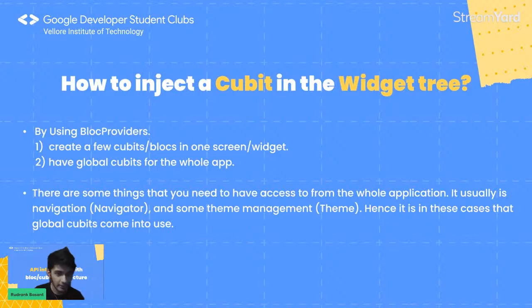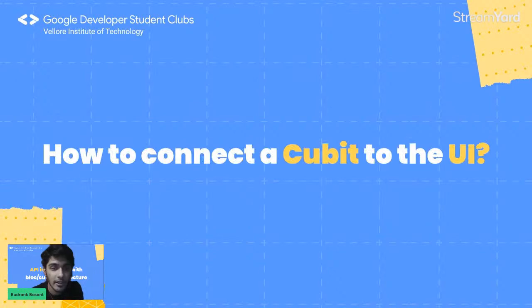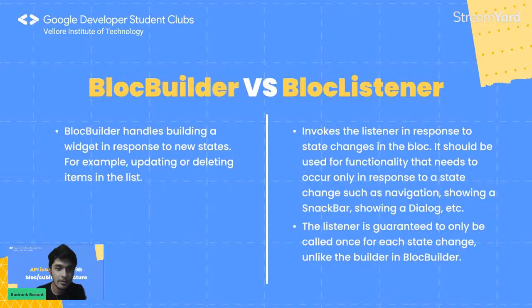Now, again, how would the UI know which state it is in, and how would the UI build itself? So there are a few classes that help us with it. How to connect cubit to UI. The most common one is bloc builder. What bloc builder does is, suppose the app is in the loading state, it will show you a circular progress indicator if you have defined it that way.